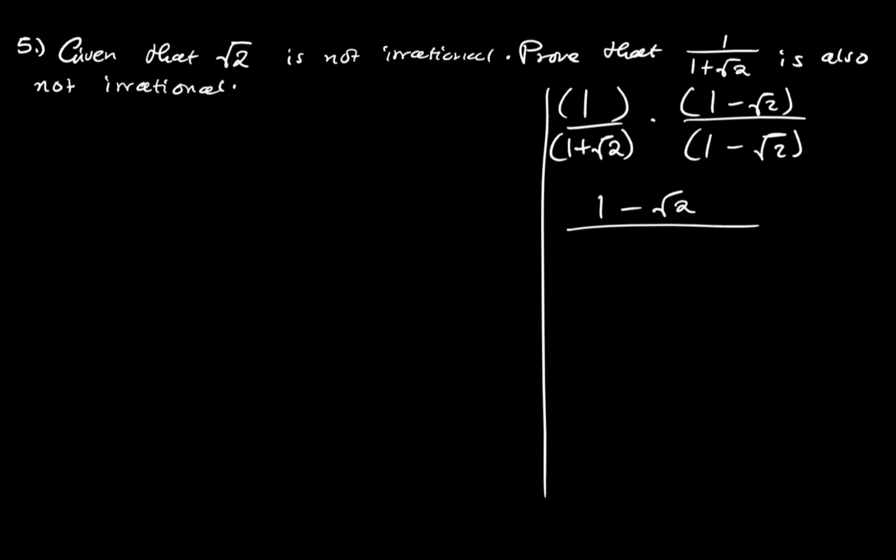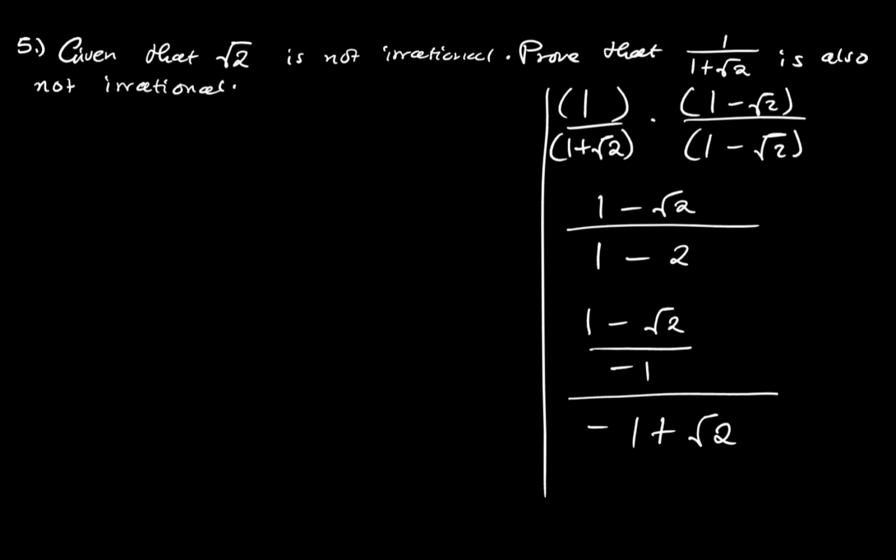Now for the bottom, these are conjugate pairs. For conjugate pairs, the first number multiplies the first number. So 1 times 1, that's 1. Then the second number multiplies the second number. So root 2 times minus root 2, that would be minus 2. And I have 1 minus root 2 over 1 minus 2, that will give me negative 1. Now negative 1 times 1, that's negative 1. Negative 1 times negative root 2, that is plus root 2.